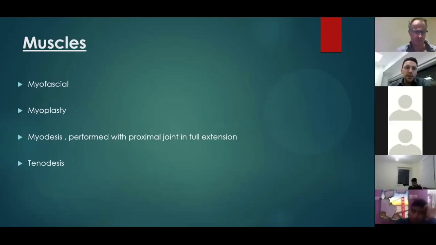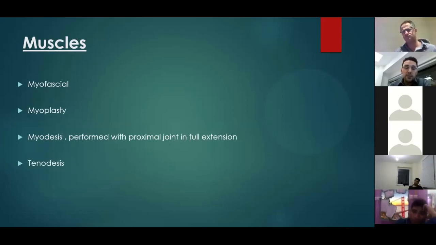The third option is myodesis, when you stitch the muscle to the bone, and it should be performed when the proximal joint is in full extension to avoid joint contracture. For example, if you're doing an above knee amputation, you need to make sure the hip is in full extension.